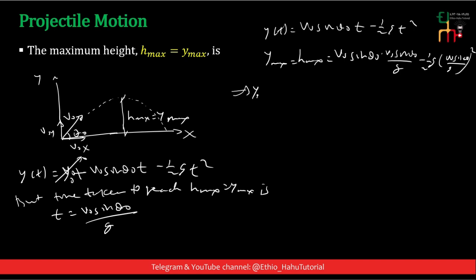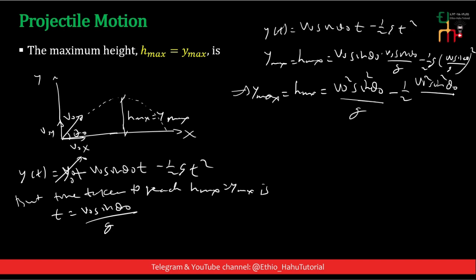This implies y max or h max is equal to v naught square sine square theta naught divided by g minus 1 over 2 v naught square sine square theta naught divided by g square. One g goes with one g and we are left with g. This is equal to v naught square sine square theta naught over g minus half of v naught square sine square theta naught over g, which is v naught square sine square theta naught divided by 2g. This is h max or y max.